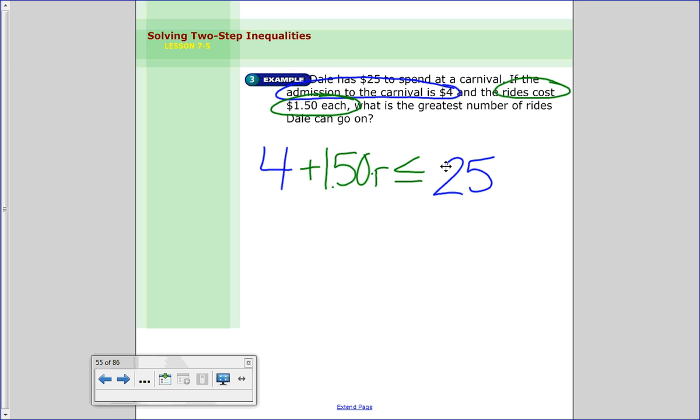Then you solve, and I want you to solve it from here. So go ahead and solve this, and when you're all done, come back and check your answer. So go ahead and pause me now.